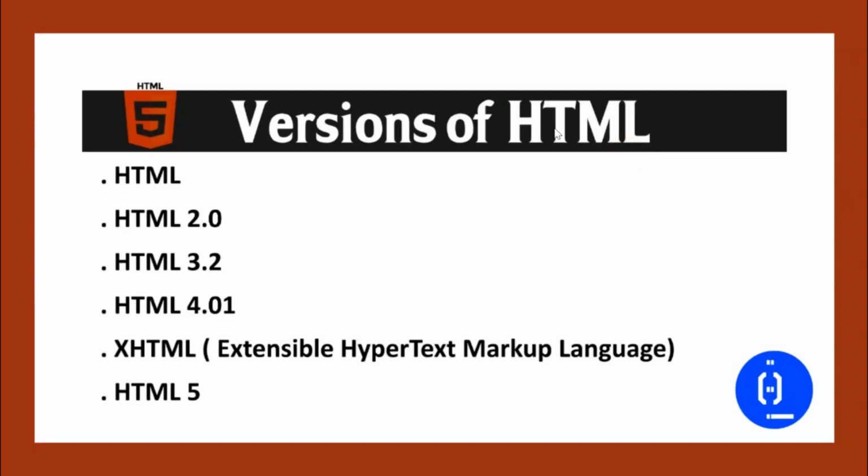So, versions of HTML. We have different versions of HTML. We have HTML, HTML 2.0, HTML 3.2, HTML 4.01, XHTML, which is Extensible Hypertext Markup Language, and HTML5, which is the current version of HTML.